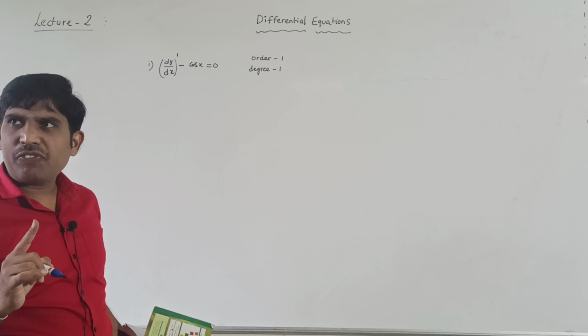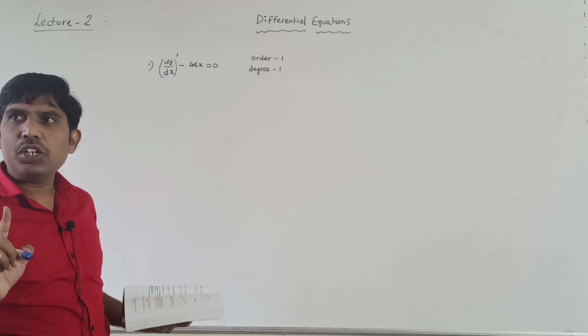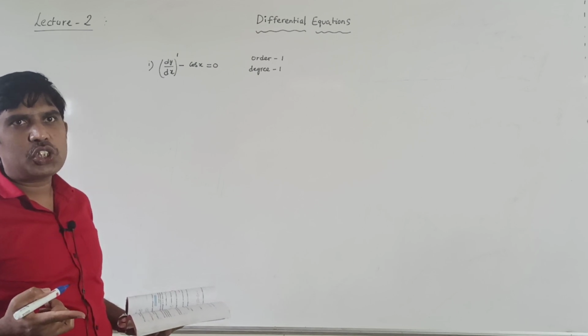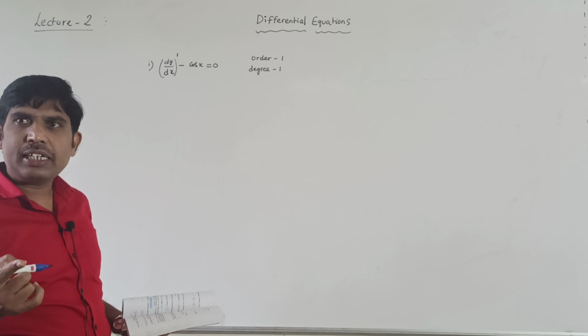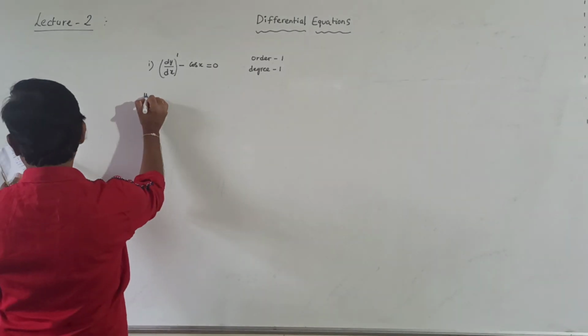So like that we have to find order and degree. Just write down order 1, degree 1. No need to give any explanation for this one. Important for 2 marks questions as well as the CET compulsory question on finding order and degree. Next, one more example.